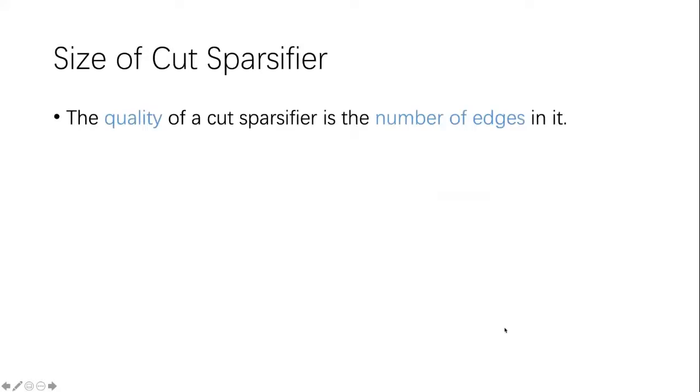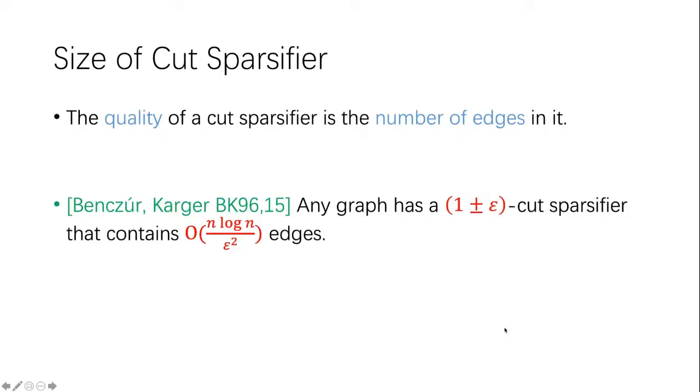The quality of a cut sparsifier is the number of edges in it. And the classic result by Benczur-Karger shows that any graph has a 1 plus or minus epsilon cut sparsifier that contains n log n over epsilon squared edges.